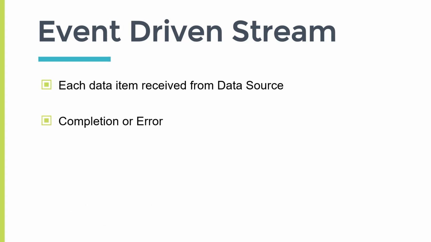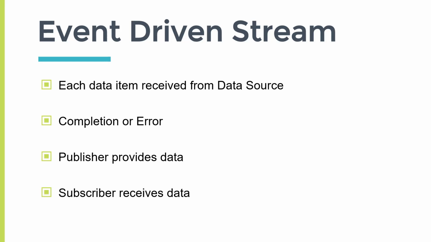If data flow completes successfully, then there will be a completion event. Or say for example, if anything went wrong, then there will be an error event. The one who provides the data is basically the publisher. So in our example, it can be anything like a database or external service. And the one who receives the data is the subscriber. So here, our Java application, or you can say the Spring Boot application, is the subscriber.